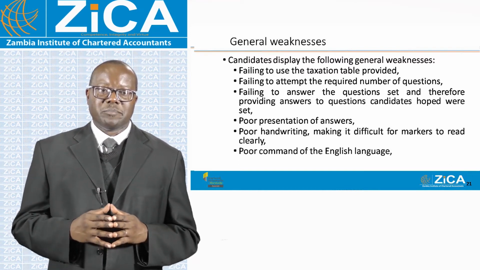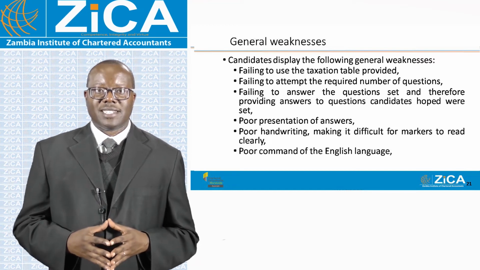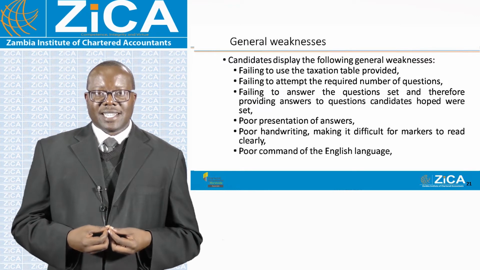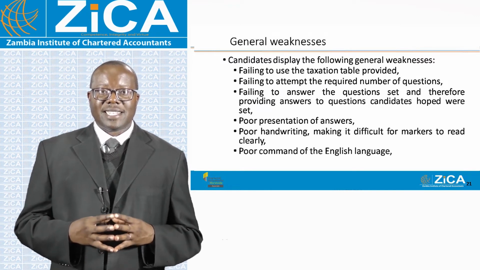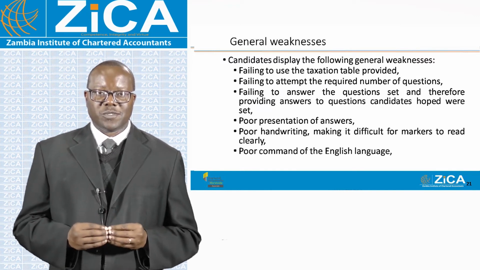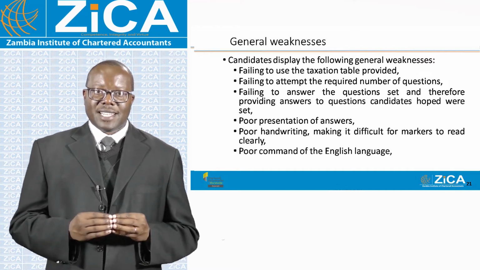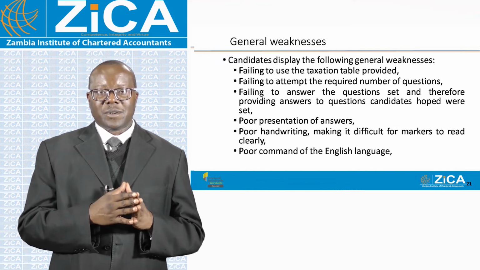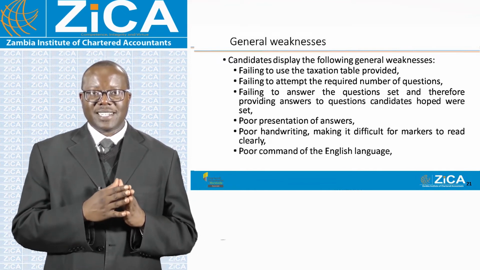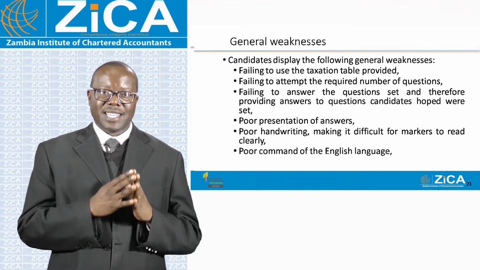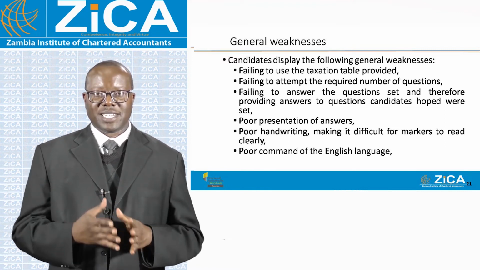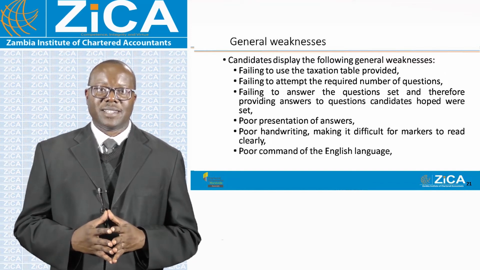The fourth weakness, poor presentation of answers. Candidates present answers in a manner that is difficult for markers to follow. The answers must be written for each question chronologically, A, B, C, D, in that order, from one page to the next page continuously.